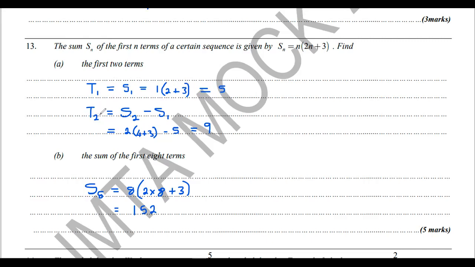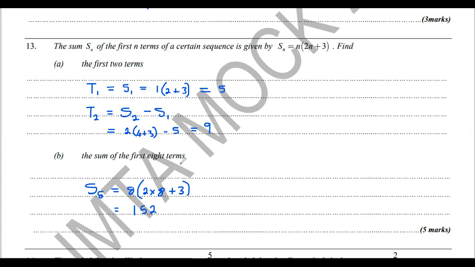Now, T2, the second term, should be equal to the sum of the first two terms minus the first term. That will give us 2 times (2 times 2, which is 4, plus 3). So we have 2 times 7, which is 14, minus 5 is 9. This is the second term. So we can first of all look for S2. Then S2 minus S1 is going to give us T2.